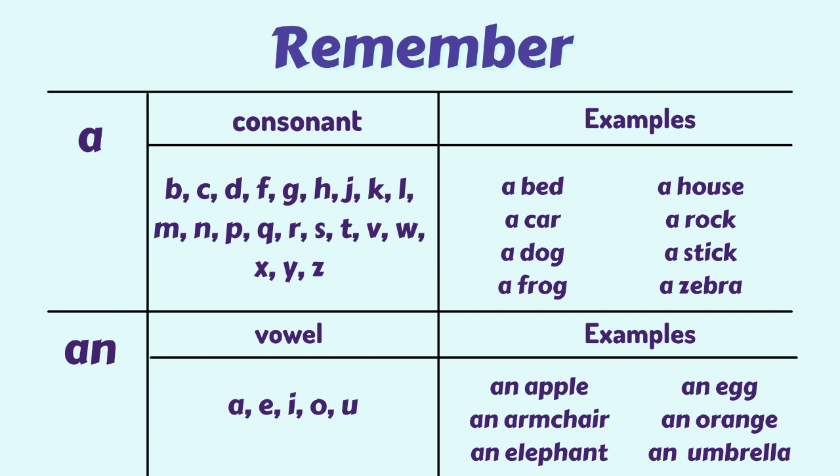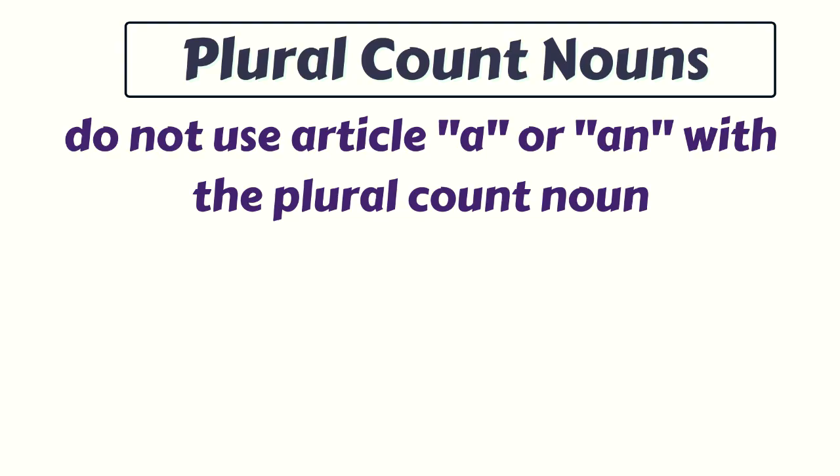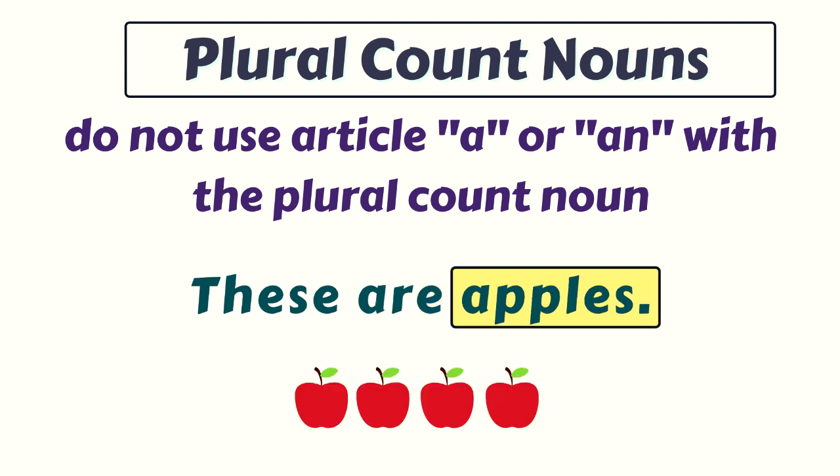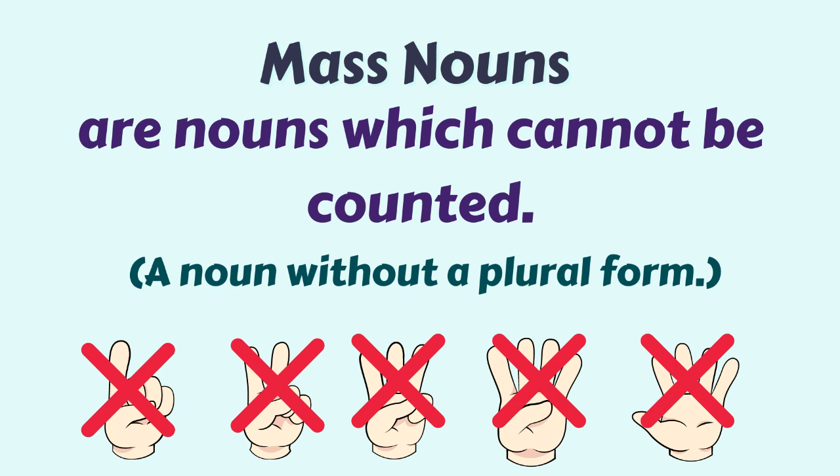An naman kapag vowel. When the count noun is plural, do not use article a or an. Instead, use the plural form of the noun. We do this by adding s or es. Example, I have 10 cats. These are apples. Let's talk about mass nouns.